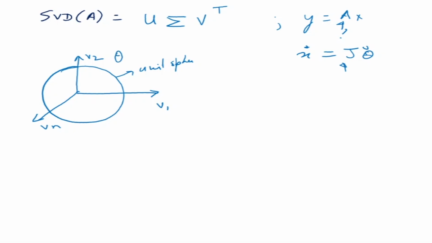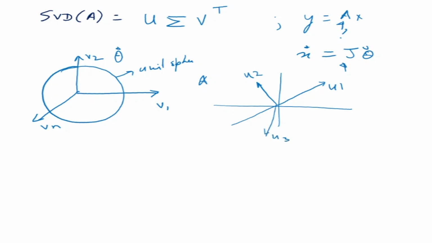This is my unit sphere, theta dot. Now what is this operator A doing? It is taking some of the velocities, scaling them and rotating them. So my rotated system will become something like this. This will become my u. So this is my u1, this is my u2, and this could be u3, and the other side is u3. So it is taking this unit sphere, scaling it and rotating it. So this unit sphere has become an ellipse now.